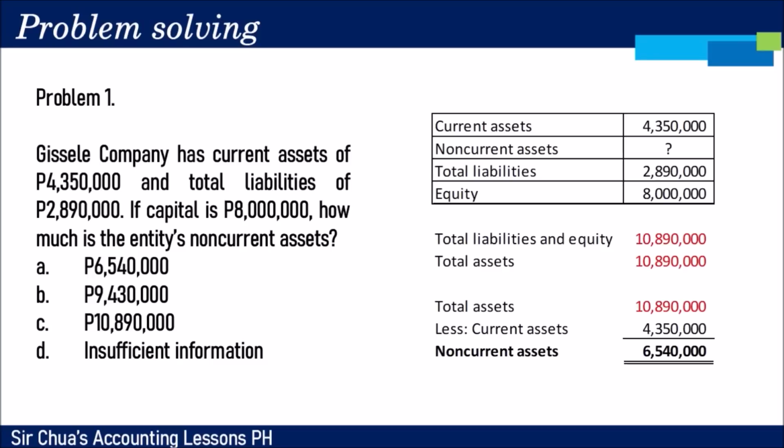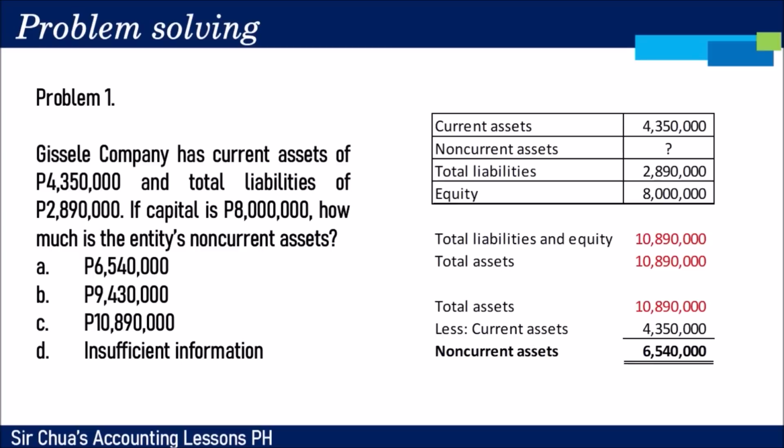Okay, so total liabilities is 2,890,000, tapos yung equity mo 8 million. Pag-addin mo lang, yun yung total liabilities and equity, which is 10,890,000. And remember, total liabilities and equity is equal to total assets, di ba? So, ang total assets natin, 10,890,000 din.